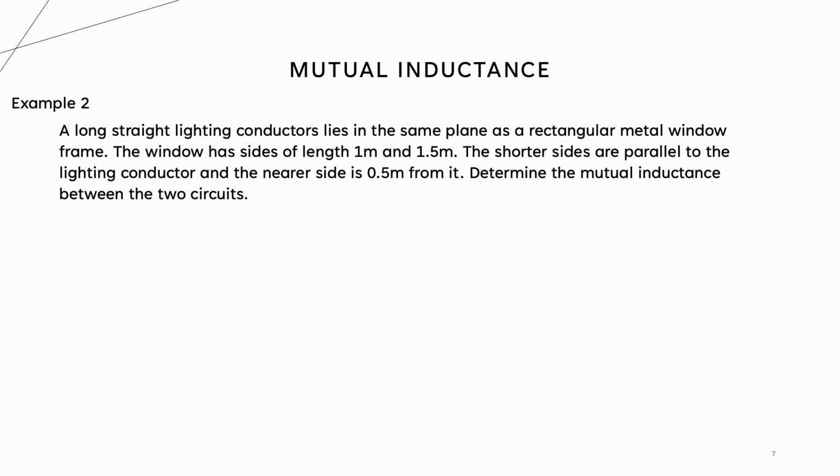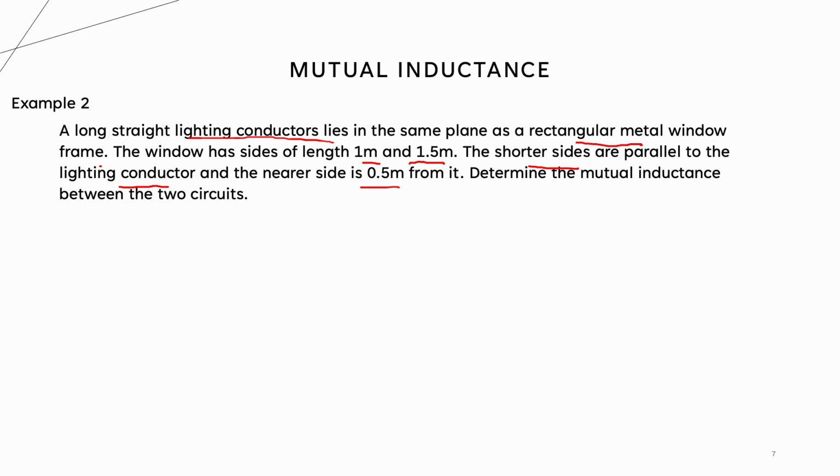Alright, now let's look at our next example, example number 2. A long straight lightning conductor lies in the same plane as a rectangular metal window frame. The window has sides of 1 meter and 1.5 meter, so it is rectangular. The shorter sides are parallel to the lightning conductor, and the nearest side is 0.5 meter from it.